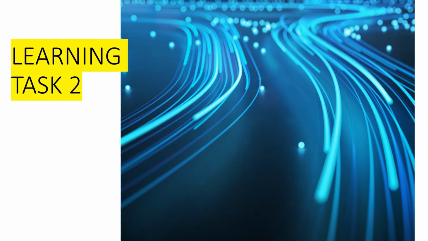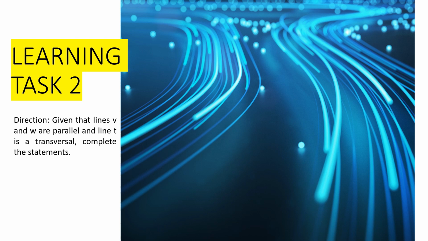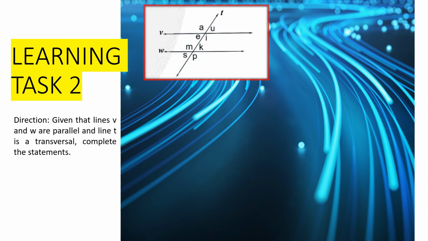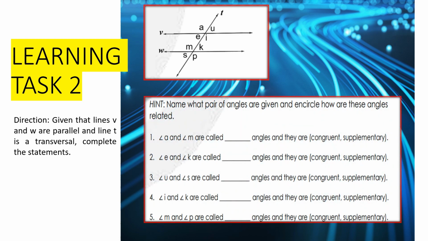For your Learning Task 2, for the direction, given that lines V and W are parallel and line T is a transversal, complete the statements. So for your hint, name what pair of angles are given and encircle how these angles are related. So you have your choices there, congruent or supplementary. You are going to encircle your answer based on the given figure. Encircle the correct word that will make the statement correct.